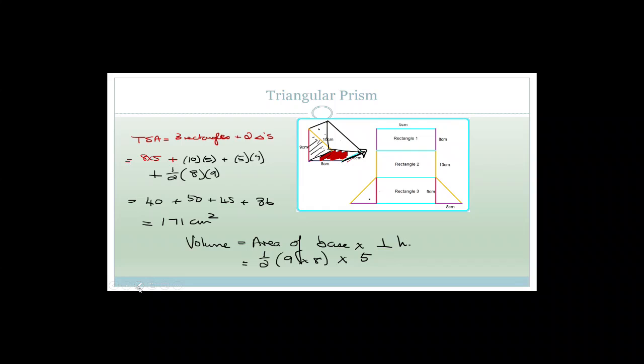So therefore, you have to use the one that's the anomaly, the one that's different. The fact that you have a triangle as one of the sides means we have to use that as a base, and then the rest is the perpendicular height. So then we can work this out. It's a half, 9 times 8 is 72, multiplied by 5, which is 36, multiplied by 5. 6 fives are 30, 3 fives are 15, 16, 18, 180 centimeters cubed. There you go, centimeters cubed.